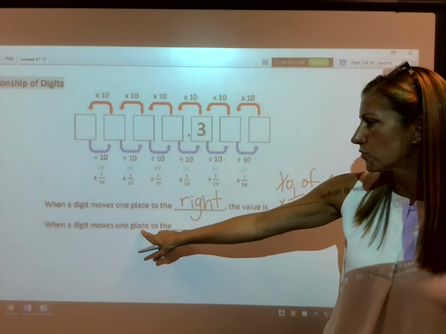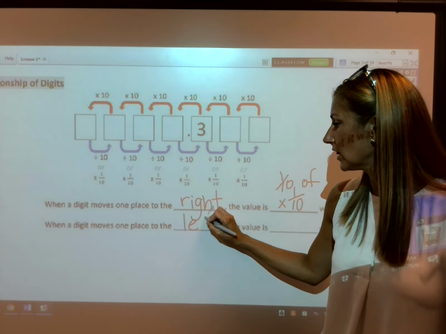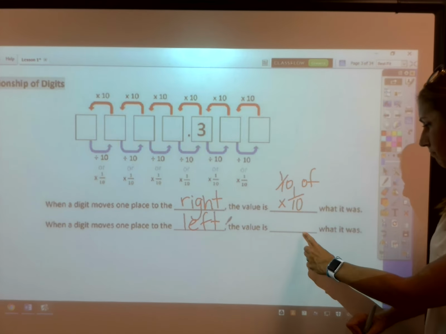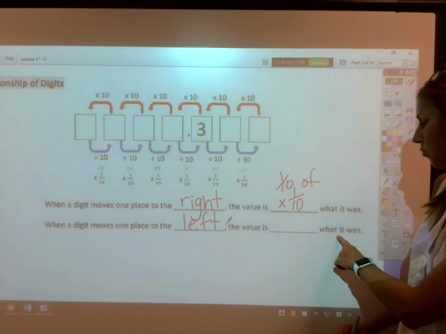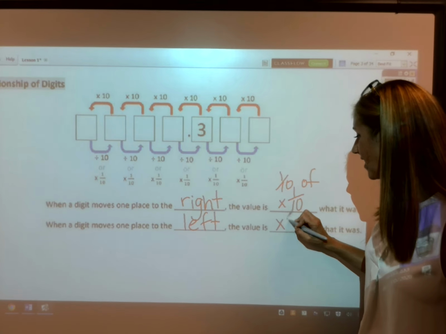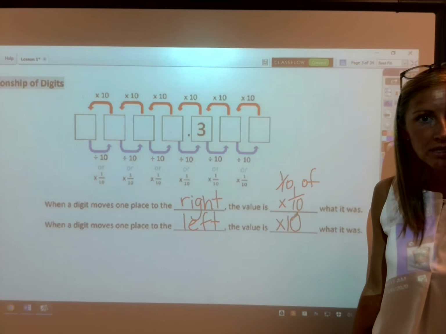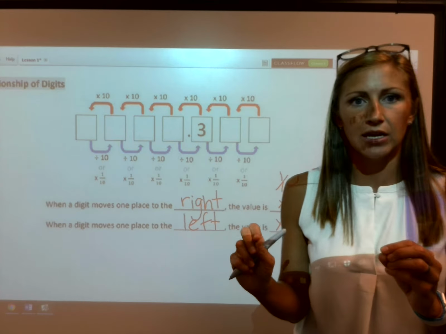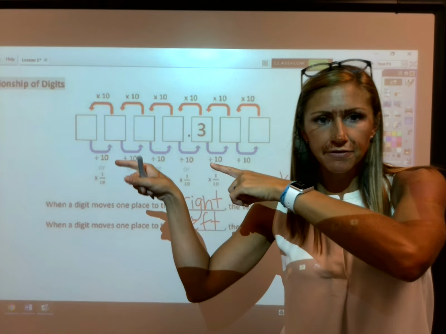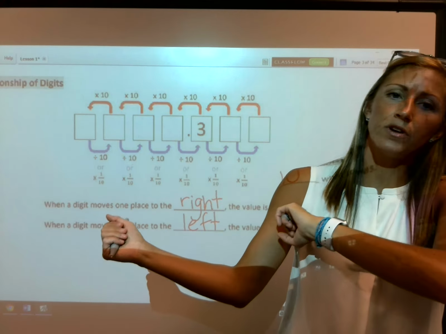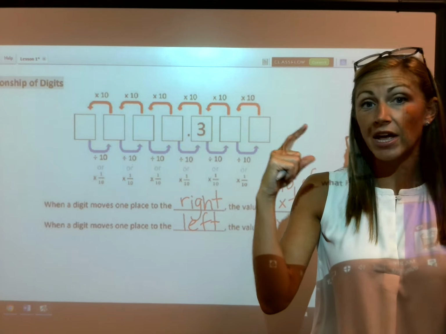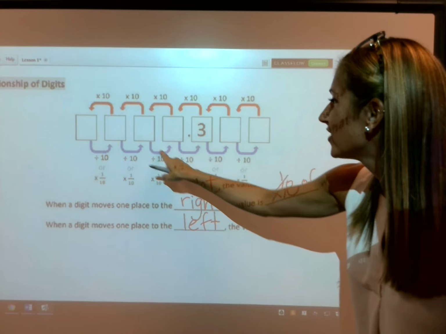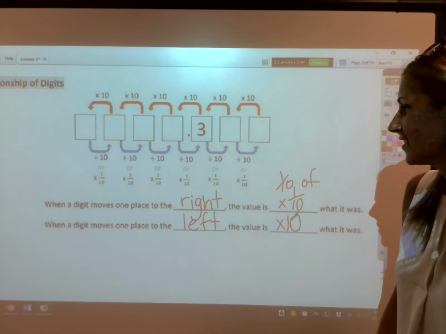So what about when a digit moves one place to the left? If it moves to the left, the value is getting blank what it was. It's getting 10 times what it was. It's 10 times bigger than what it was. So the key things to remember there: moving to the left is times 10, moving to the right is divided by 10. Okay?